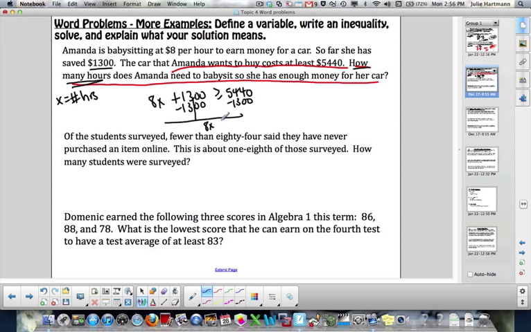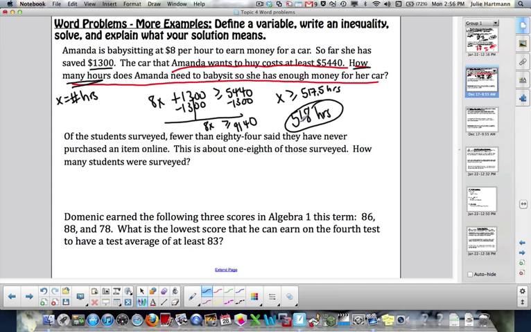You get 8x is greater than or equal to 4140. Divide by 8. x is greater than or equal to 517.5 hours. So since x has to be greater than that, you could say she has to work for 518 hours to have enough money to buy her car. That's a lot of hours.